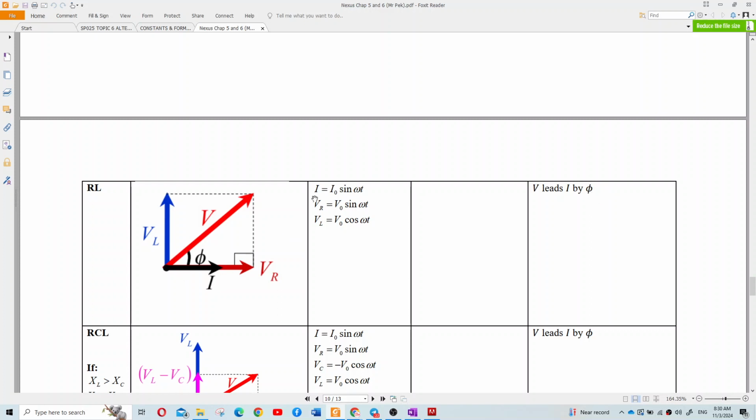So the equation for current is sine, the equation for voltage across R is sine also, and VL is positive cosine. See that? So that's it.